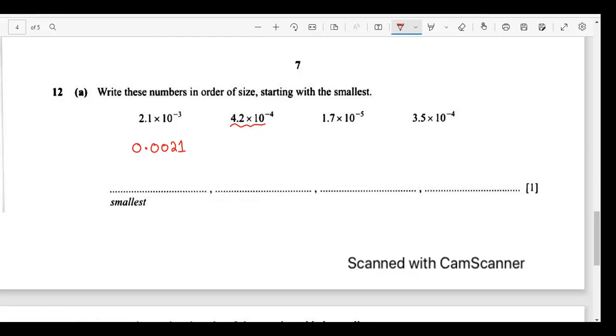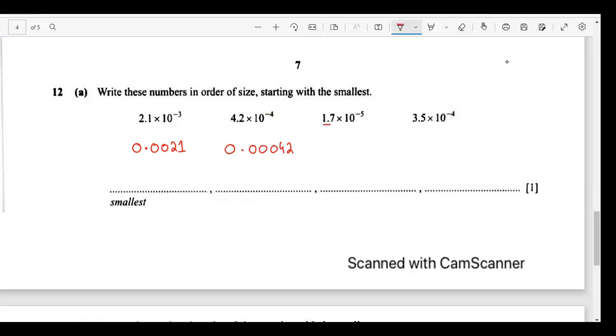In order to convert it into an understandable form, I have minus 4. Whenever you have a negative power, we need to move the decimal 4 units to the left. So 1 unit, another unit, third unit, and fourth unit. So 1, 2, 3, and 4. So it would become 0.00042. I'm just writing down equivalent versions of these numbers that are more understandable.